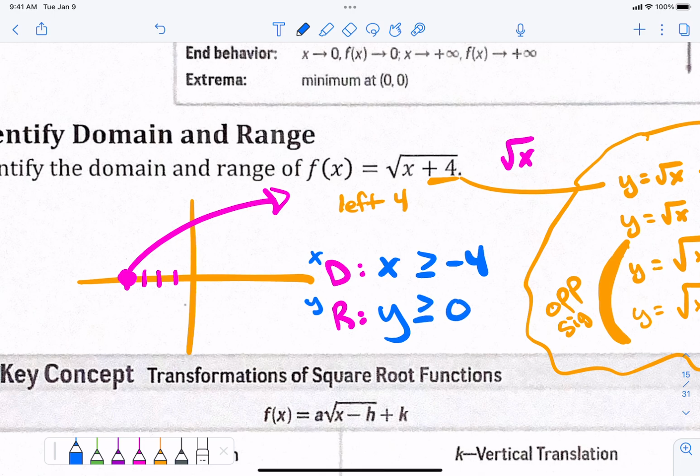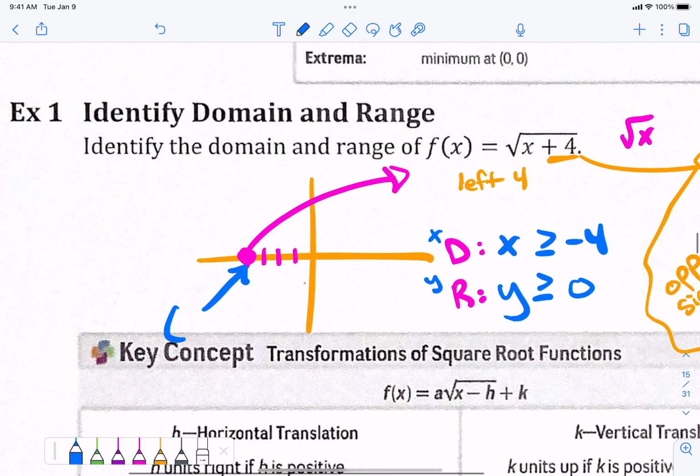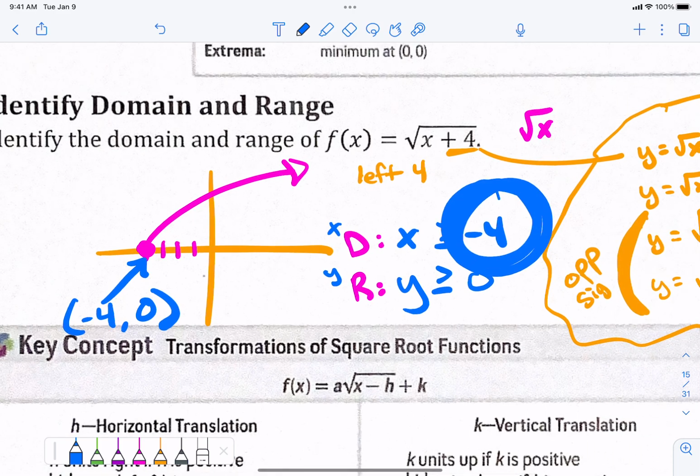Now, some people, it's tricky for them to figure out where those numbers are located. So here's how you cheat. Ready for this? What's the coordinates of this point right here? -4, 0, where -4 is the x coordinate and 0 is the y coordinate. So you can literally get those numbers off of the point where it starts. Does that make sense? Okay, that makes it a lot easier.